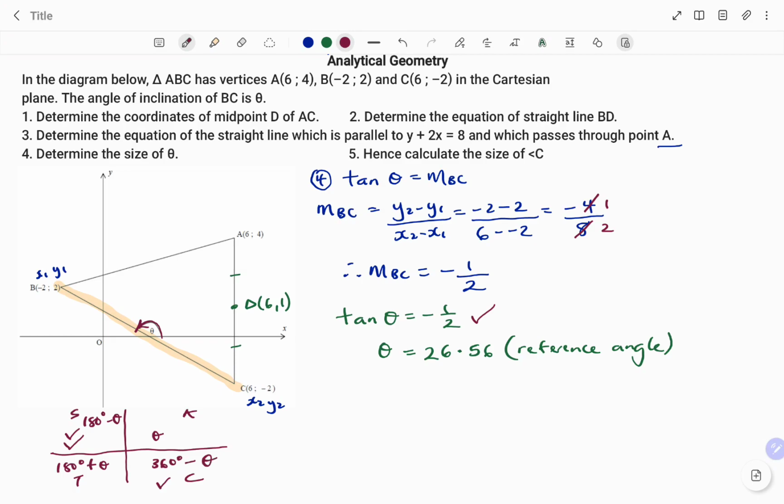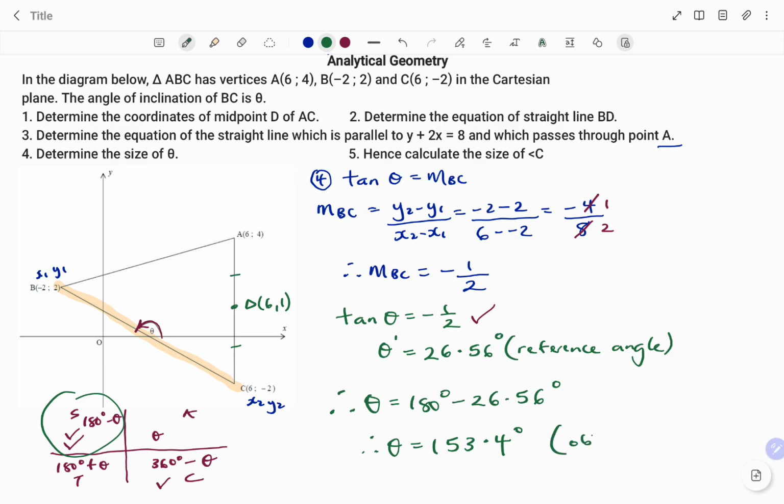So using that value, therefore our angle theta will be 180 degrees, because we are using this quadrant, minus the reference angle 26.56 degrees, and theta is equal to 153.4 degrees to 1 decimal place. Remember, our theta is an obtuse angle. Let's look at the last part of the question that says, hence calculate the size of angle C.